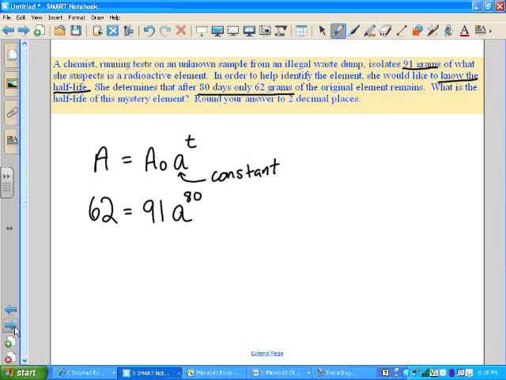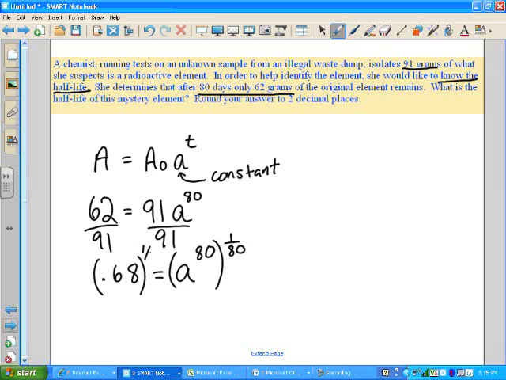Now, I'm going to isolate my variable here. I'm going to divide both sides by 91. So now I'll punch in my calculator. 62 divided by 91. And so that's about 0.68. Again, I'm keeping all my decimals in my calculator. Equals A to the 80th power. And now to isolate A here, I got to get rid of that 80th power. So I can do one of two things. I can take the 80th root, or what I'm going to do is raise both sides to the 1 over 80 power.